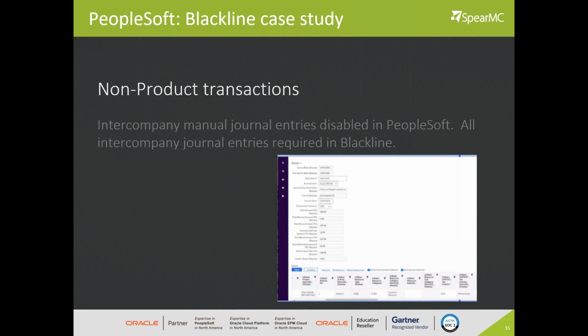Blackline calls these manual journal entries non-product transactions. And by requiring our users to enter their manual intercompany journal entries in Blackline, we could force consistent predefined treatment with the chart field values, the taxes, the markup. We could create the invoices and store the invoices, and we could create the adjusting journal entries and send them back to PeopleSoft.